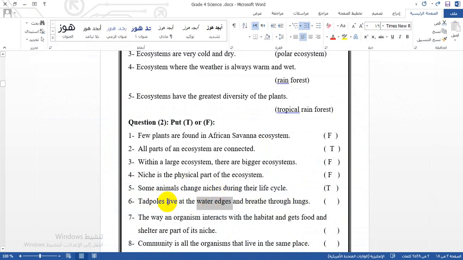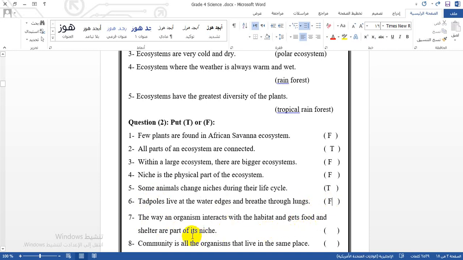So for that reason, the tadpoles don't live at the water edge, and they don't breathe through their lungs, but they breathe through the gills. So for that reason this one is false. You have to cross this one out and write frogs instead of writing tadpoles.